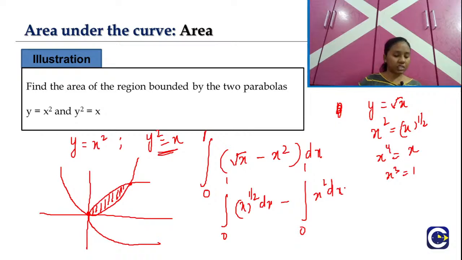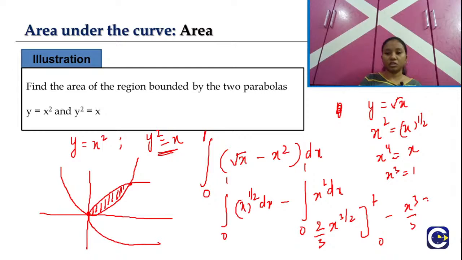Anyone else, any doubts or something? So x power 1 by 2, its integration will be x power 3 by 2, divided by 3 by 2, which becomes 2 by 3, from 1 to 0, minus x cube by 3, 1 to 0. Let's substitute 1, because for 0 there's no need. If I substitute 1, it will be 2 by 3, and here it will be 1 by 3. So 2 by 3 minus 1 by 3 will be 1 by 3 square units.